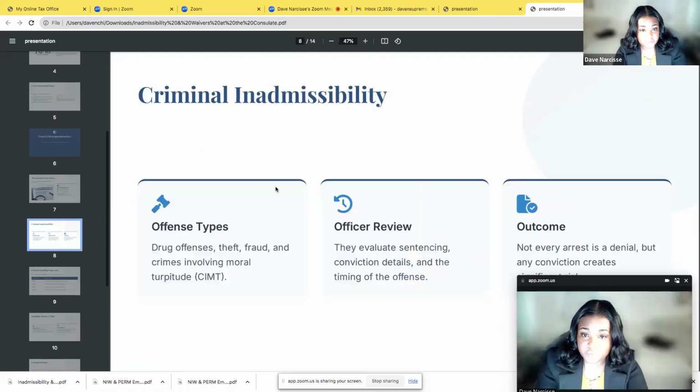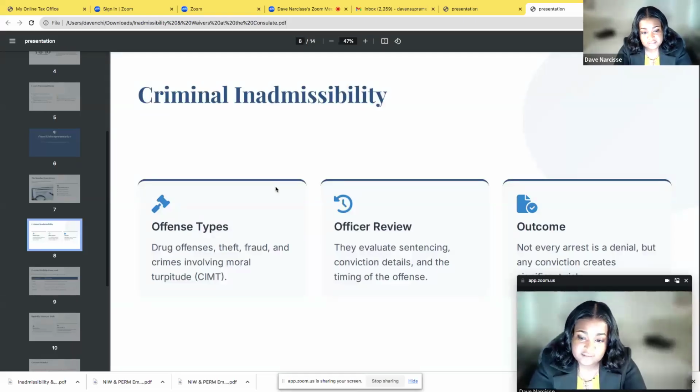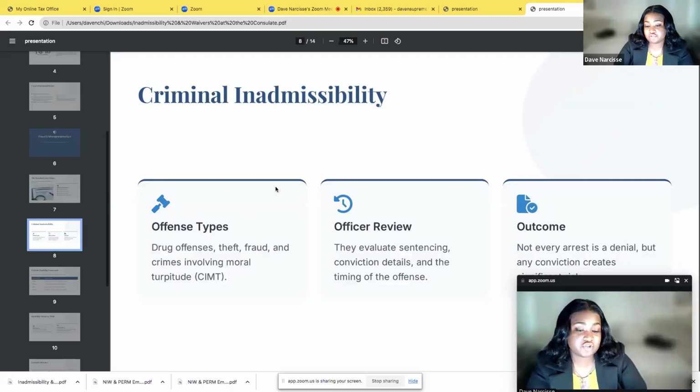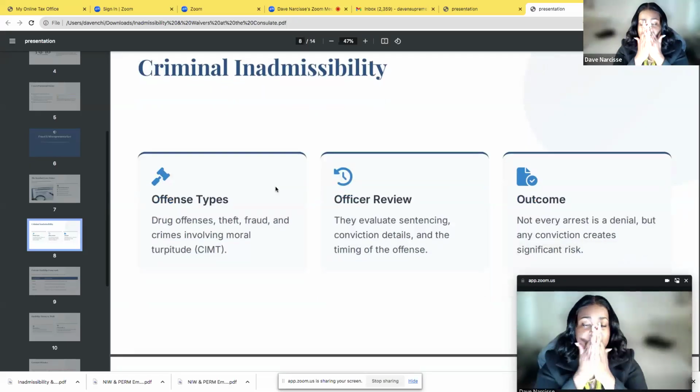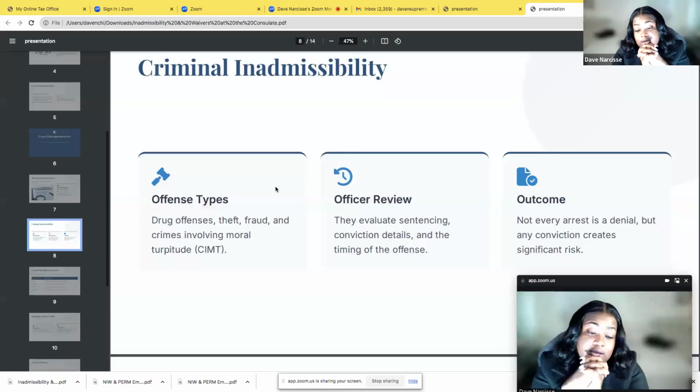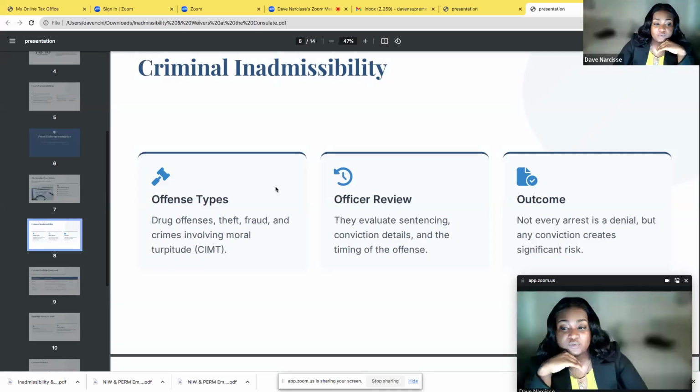There are some types of criminal inadmissibility that the I-601 covers. Some offenses are drug offenses, theft, fraud, and crimes involving moral turpitude. For a crime involving moral turpitude, you need to file an I-601. The officer is going to review the sentence, conviction details, and the timing of the offense. Not every arrest is denied, but any conviction creates significant risk. They always say if you've been arrested, or you have a misrepresentation, you lied, you must stop and file I-601.